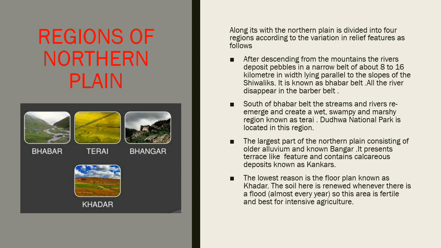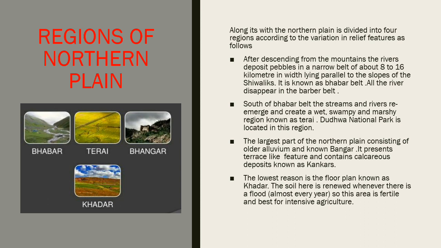It is known as Bhabar belt. All the rivers disappear in the Bhabar belt. South of Bhabar belt, the rivers re-emerge and create a wet, swampy and marshy region known as Tarai. Earlier it was thickly forested with a lot of wildlife, but now most of the forests have been cleared for agricultural land and to settle migrants from Pakistan after independence. Some forest still remains here. Dudhwa National Park is located in this region.